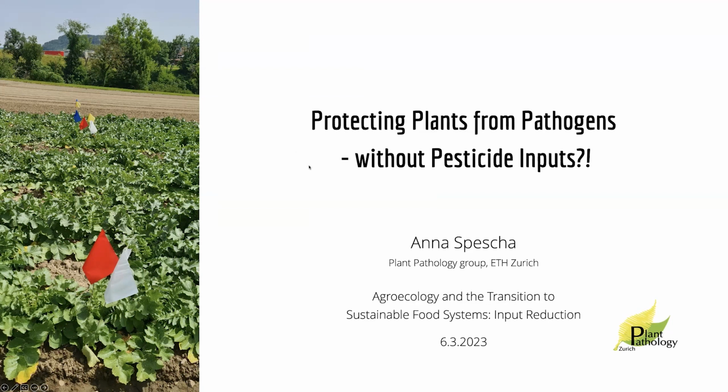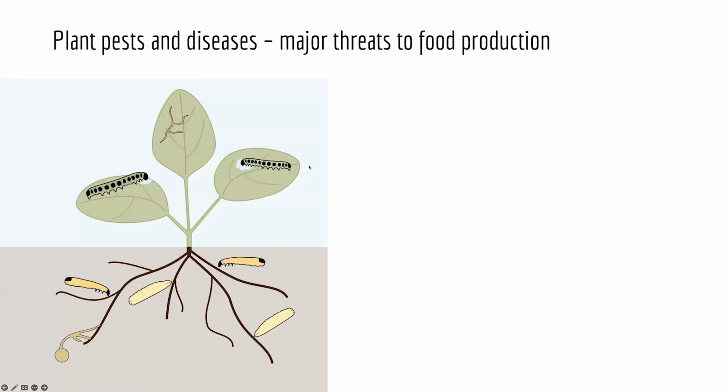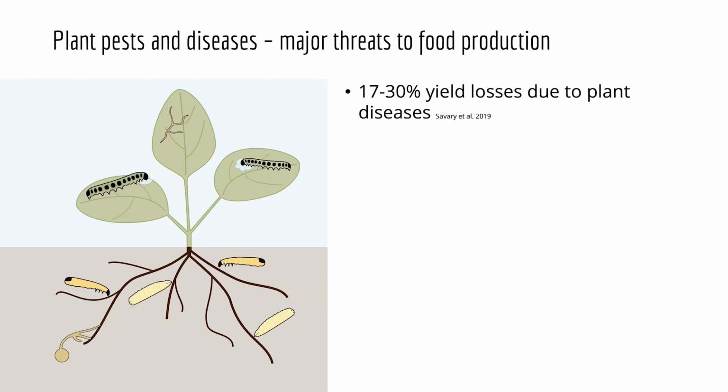But first of all, for 10,000 years, we've been breeding crops and selecting them in a way that makes them the most tasty for us. But they're not only tasty to us, they're also tasty to a wide range of plant pests and diseases. For example, insects, bacteria, viruses, fungi, and mice also really like to feed on our crops. And like this, we lose 70 to 30% of all our yields every year due to plant diseases.